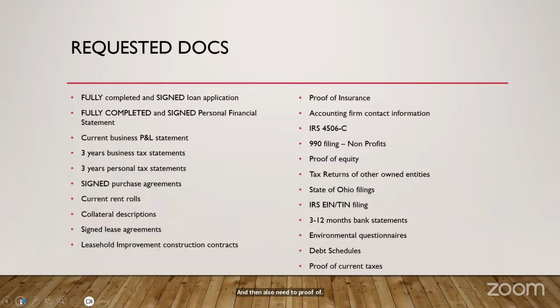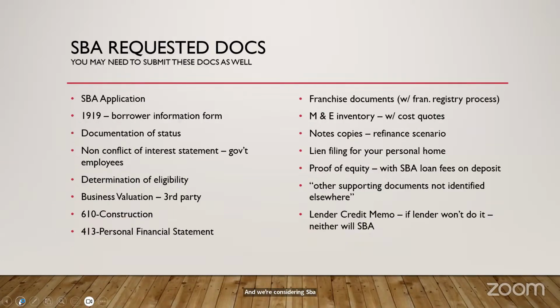So these will be the documents that we would request for your loan request. Again, these can change. There might be a little bit less. There might be different documents we might ask for depending on your current situation and your loan request. But this is pretty much the general standard. Now, if you go to SBA, and we're considering an SBA loan, on the next slide, we'll see additional documents that we'll need.